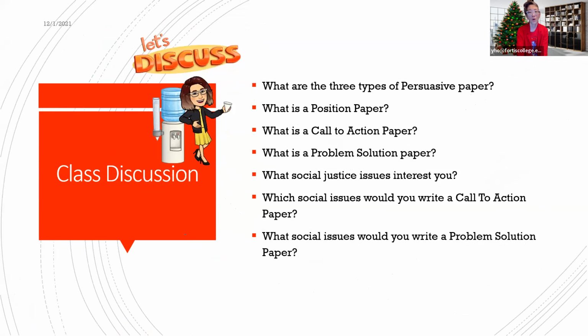And so what are the three types of persuasive papers? You have the position paper, you have the call to action paper, and you have the problem solution. So those are the three types of persuasive papers. A position paper is when you simply take a position on a topic. A call to action paper is when you care so much about a topic that you go protest about it. And then a problem solution paper is you care so much about a topic, you solve the topic.